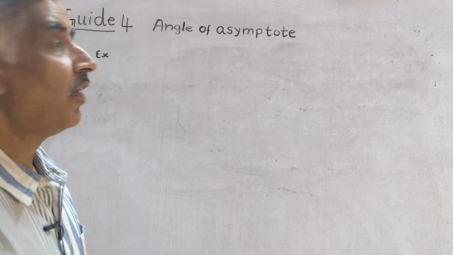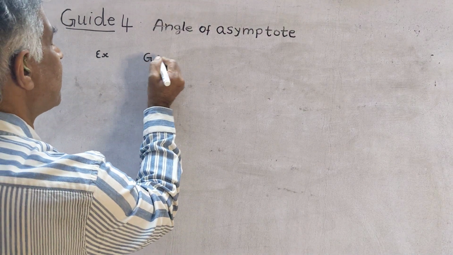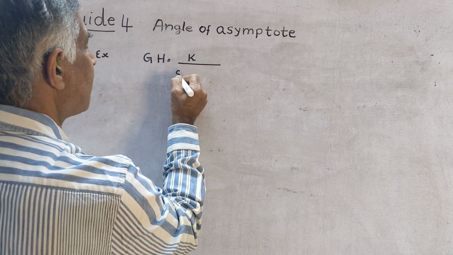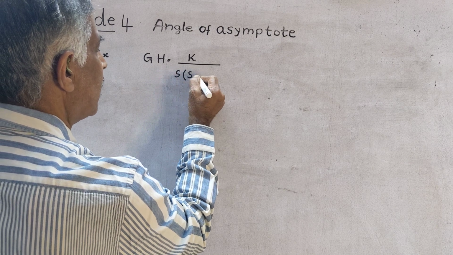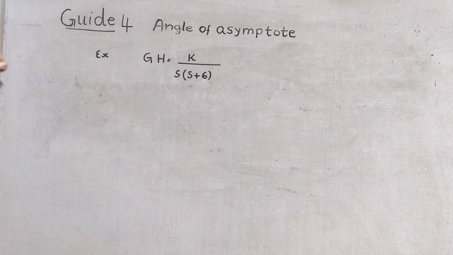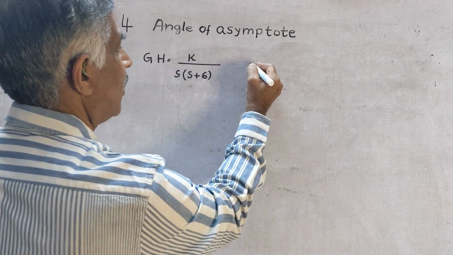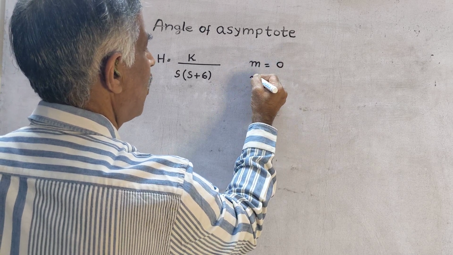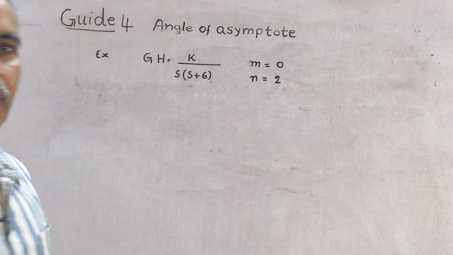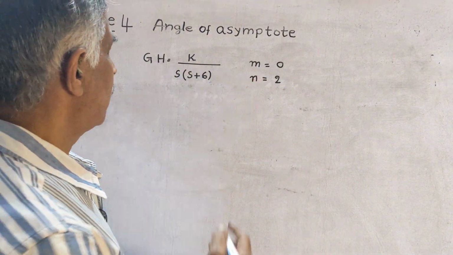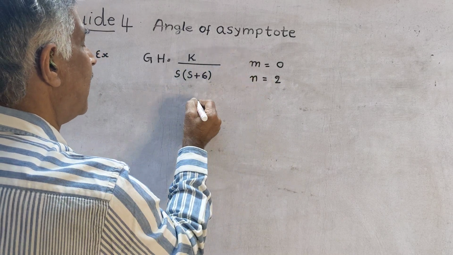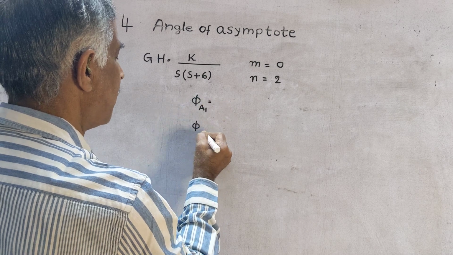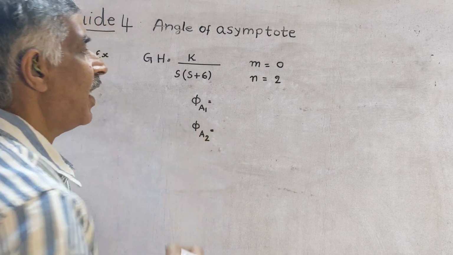Now, I will take a few examples. G(s)H(s) equals K over s into s plus 6. Here, the number of zeros is equal to 0. The number of poles is equal to 2. Therefore, there are two branches that terminate at infinity. Therefore, we have to calculate phi a1 and phi a2.